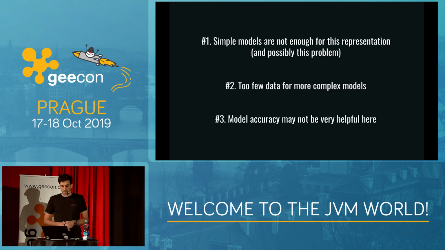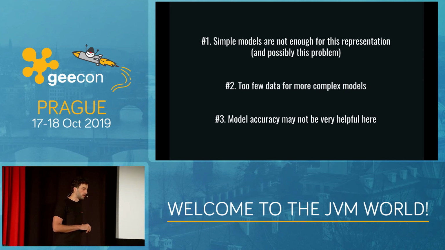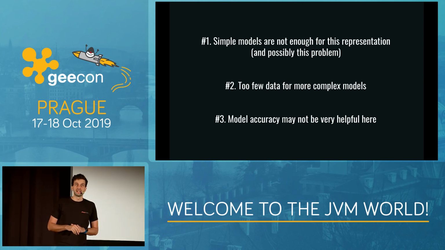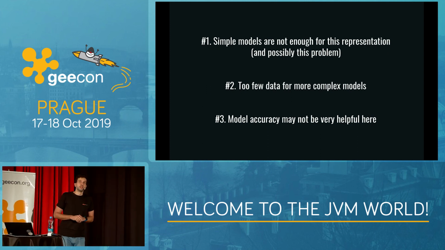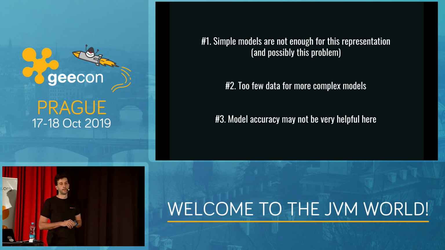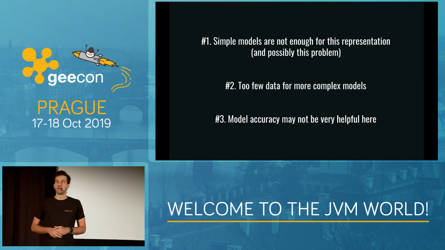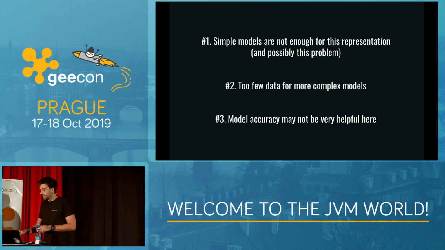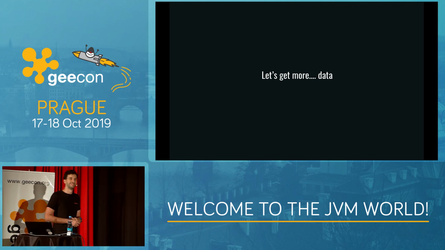And the last one, model accuracy, or, as we call them, offline metrics, are good to assess the potential of a particular solution. Nevertheless, as with software also, we need to test this and deploy this into production and see how it performs. So let's get more data.